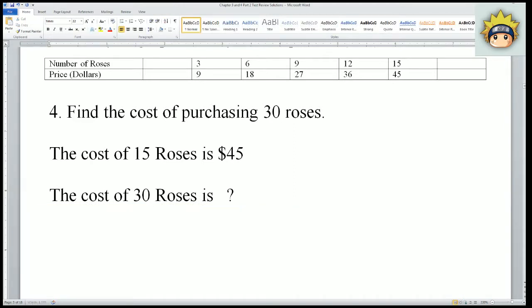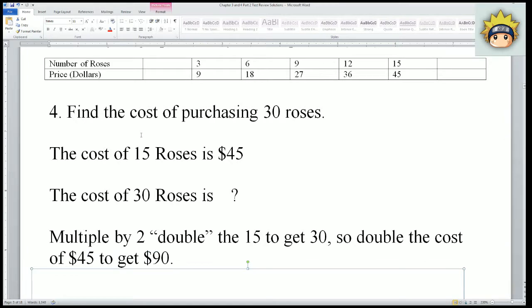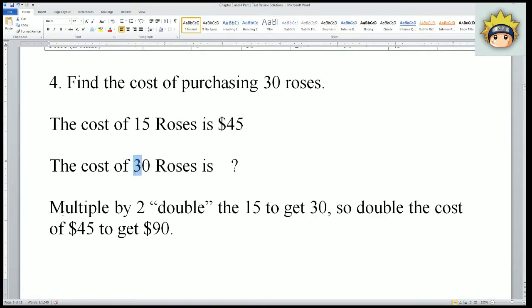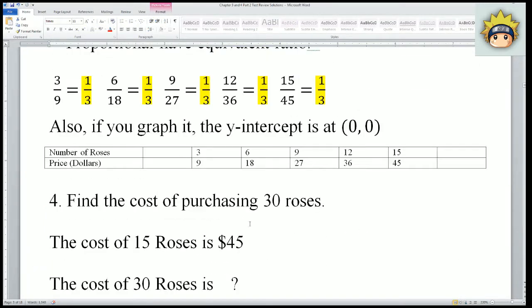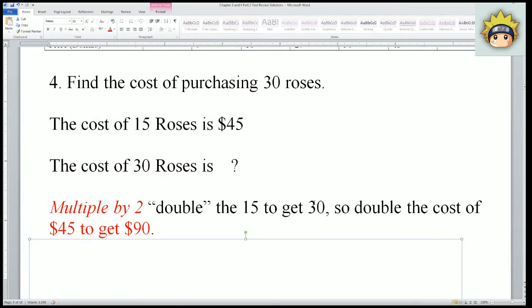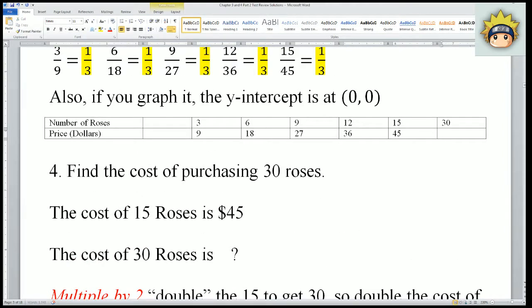That's the question mark. Remember, how do I go from 15 to 30? I multiply by 2. So I basically doubled it. So I have to double the cost. What is double 45? 90. So if you double 45, you get 90, which is 30 roses. So 30 roses will be equal to $90.